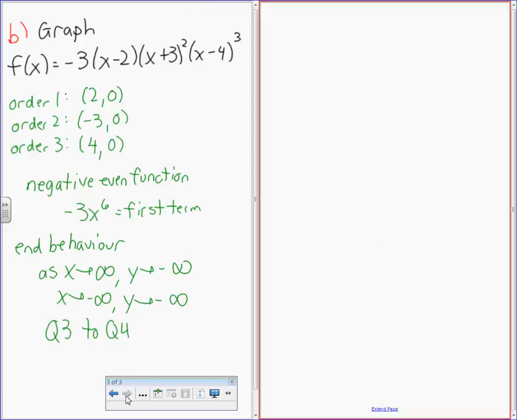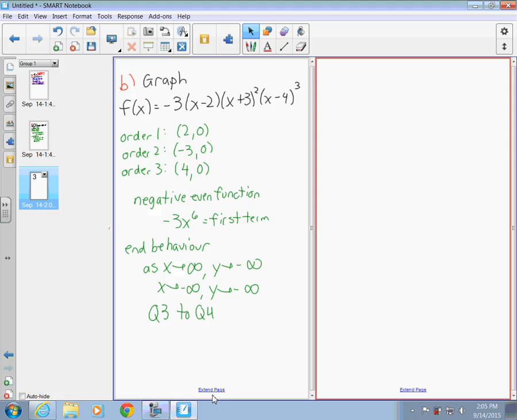Okay, I'm going to do this as a rough sketch. I'm going to do it on graph paper because I like graph paper, all right? But this is going to be rough because I don't know extra points in here, okay?